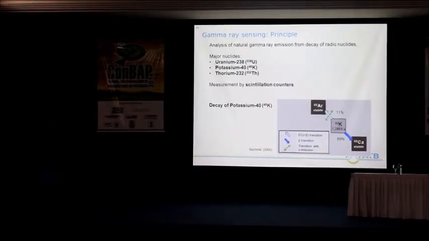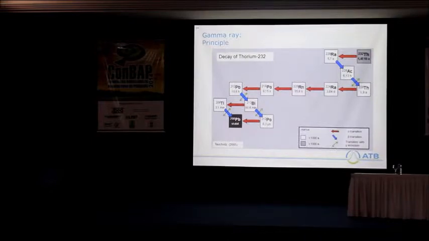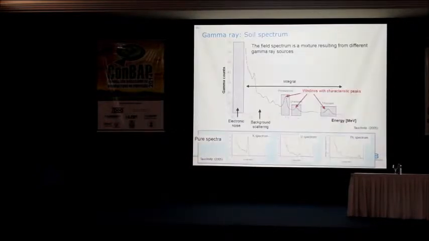This is a natural process. It takes place all the time. The decay of thorium is a little bit more complex, and I don't want to get into detail. So a gamma ray spectrum looks like this. We have the main peaks from the three elements, from the potassium, from the uranium, and from the thorium, and you have also background noise and scattering from other elements.